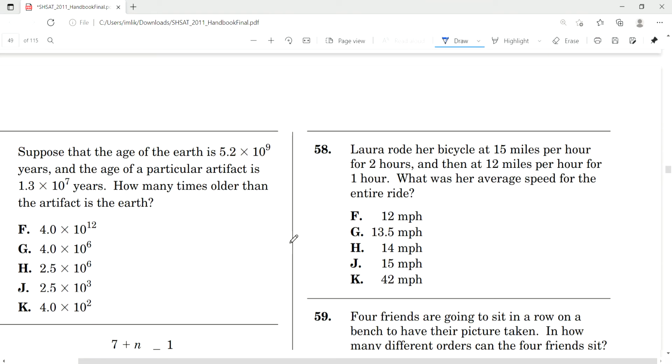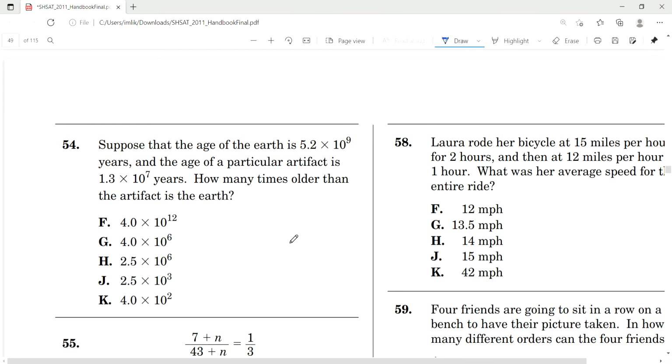Moving on to number 54. Suppose that the age of the Earth is 5.2 times 10 to the power of 9 years, and the age of a particular artifact is 1.3 times 10 to the power of 7 years. How many times older than the artifact is the Earth?